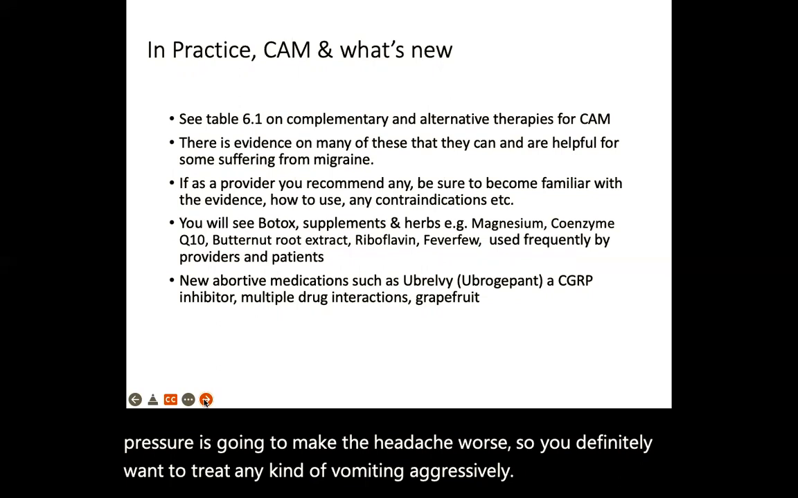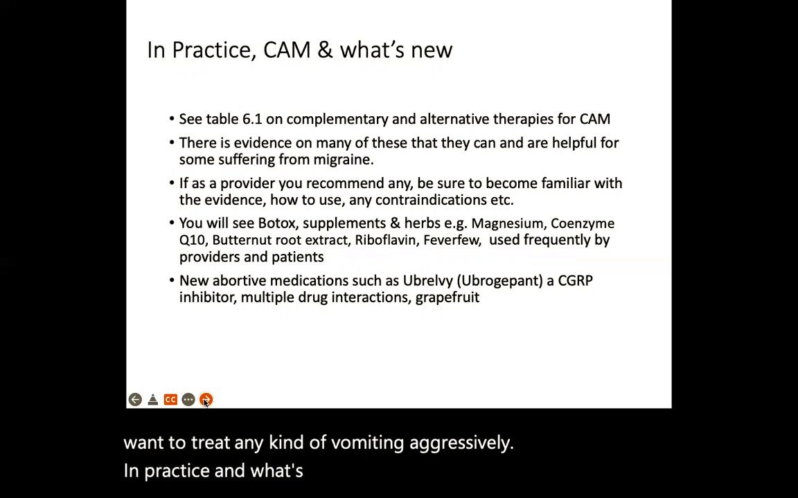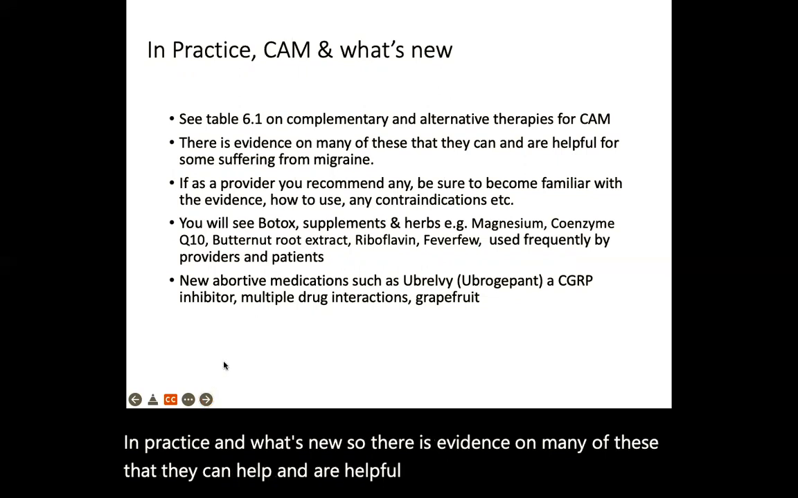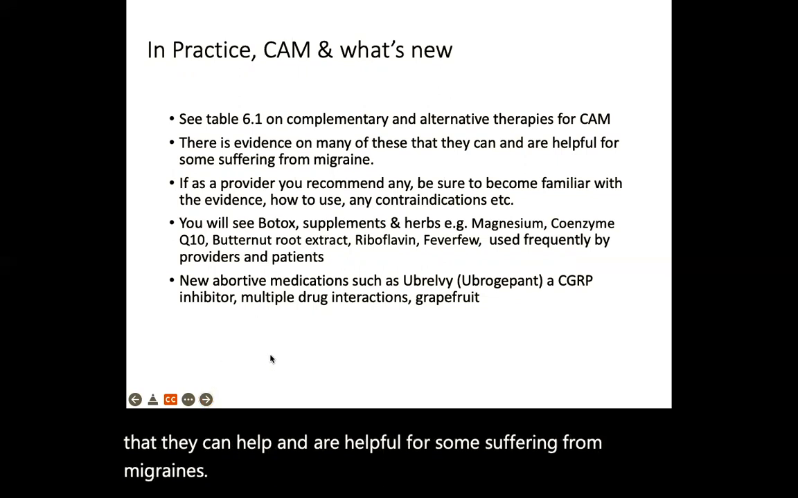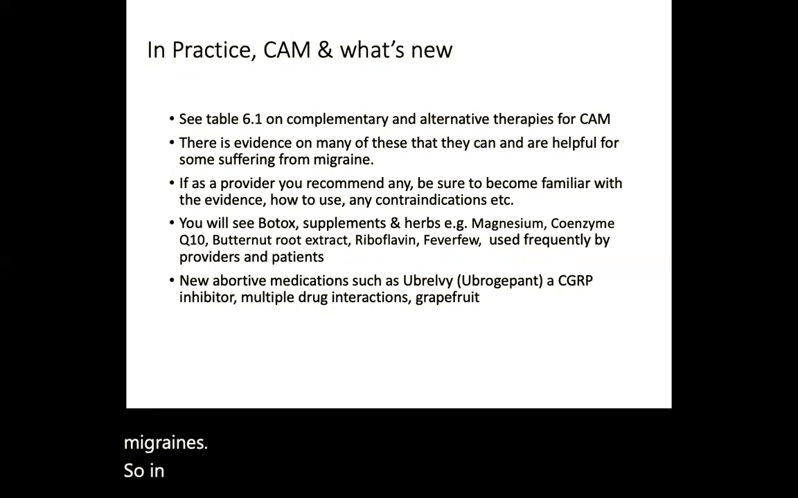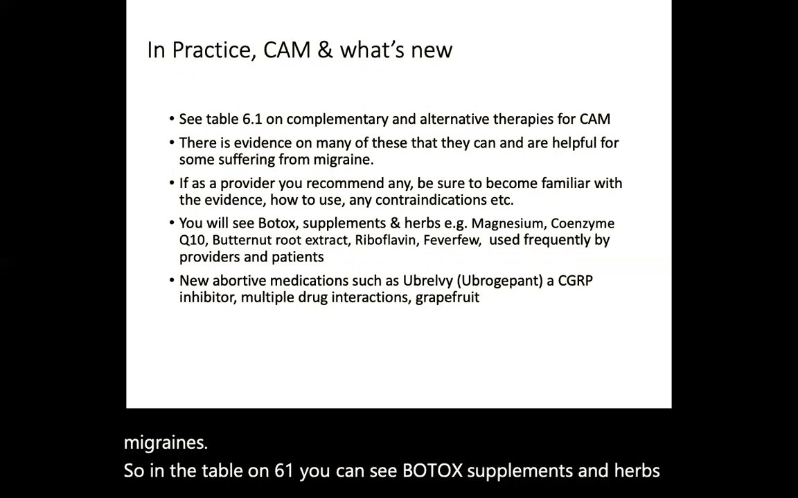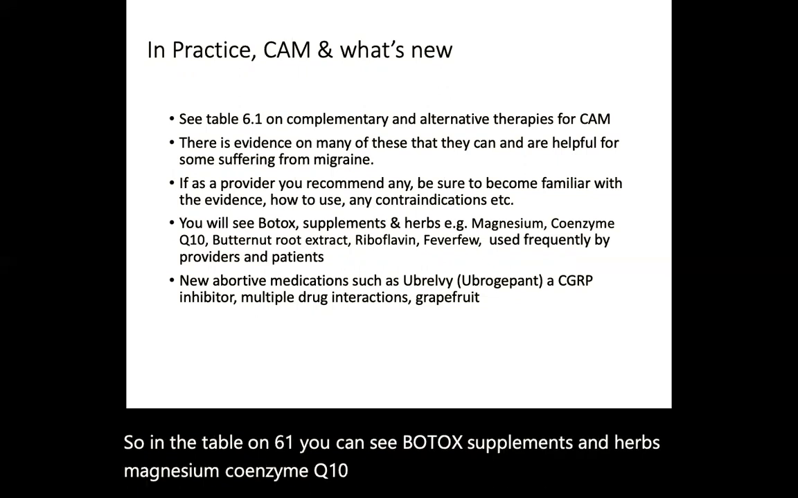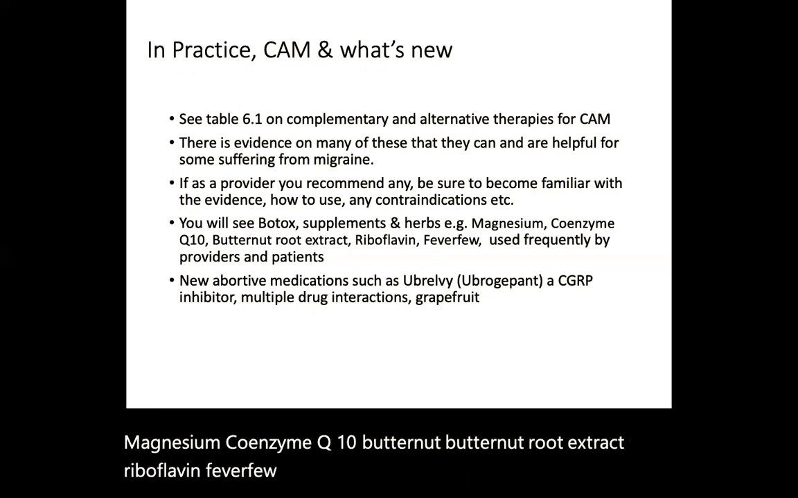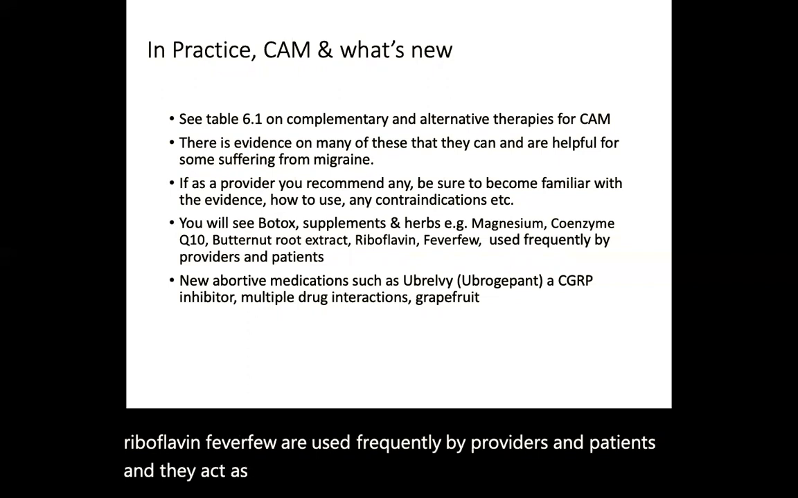In practice and what's new. So there is evidence on many of these that they can help and are helpful for some suffering from migraines. So in the table on 6.1, you can see Botox, supplements, and herbs like magnesium, coenzyme Q10, butterbur root extract, riboflavin, feverfew are used frequently by providers and patients, and they act as good alternative methods to help manage the headaches.